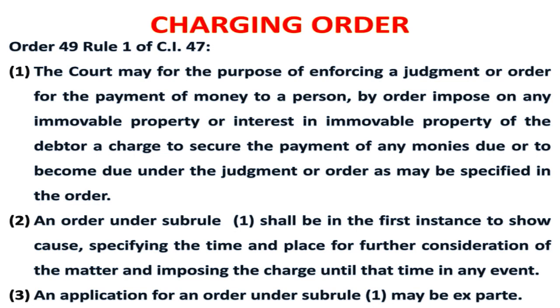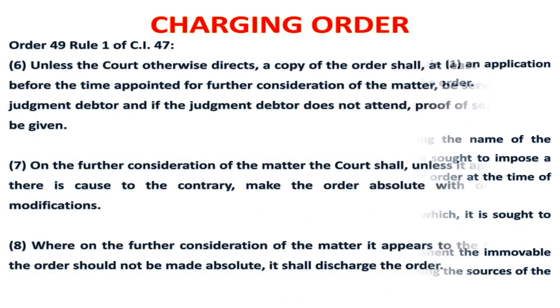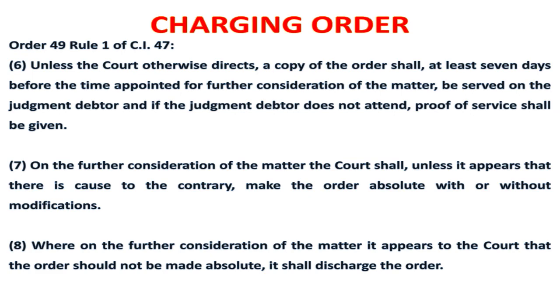So the first order that will be served on you will state the time and place for further consideration. So I am serving on you this order: appear and come and tell us, show cause why the charge should not be created. So what Order 49 Rule 1 Sub Rule 6 is saying is that this order to show cause shall be served on the judgment debtor, but there must be at least 7 days. If you serve the judgment debtor, there must be at least 7 days before the case will be heard. So if the order is granted today, and I come and serve the judgment debtor tomorrow, it must be served at least 7 days before the date he's supposed to appear before the court. If I serve you tomorrow, at least 7 days must pass so that you appear before the court and come and show cause why the charge should not be created.